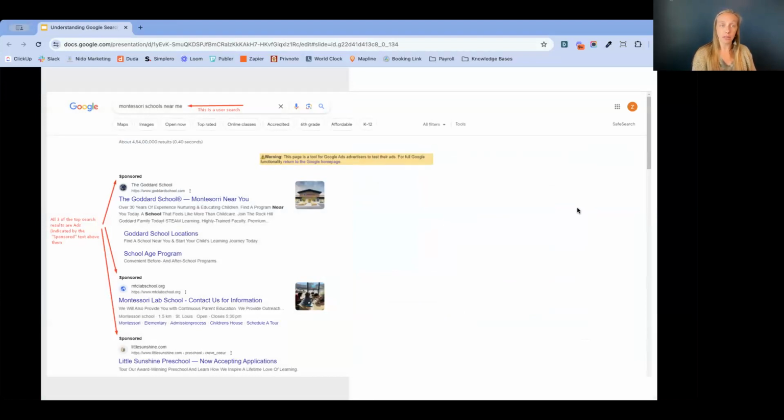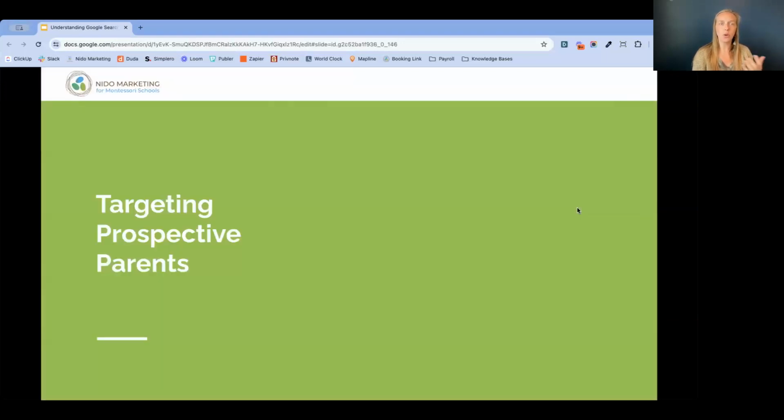If you are running Google search ads, you're going to show up at one of these top 3 up here. So sponsored, or ad, is where you will. So all 3 of these top search results are ads, as you can see by that sponsored logo there. So this is what it will look like when we say that we're running Google search ads for you, or if you're running Google search ads yourself.